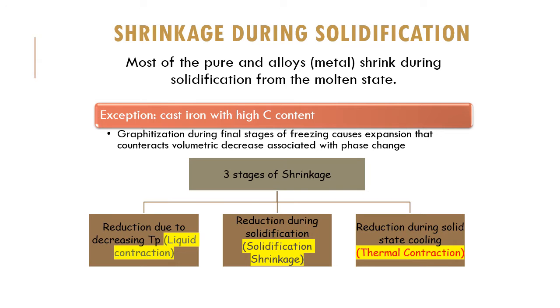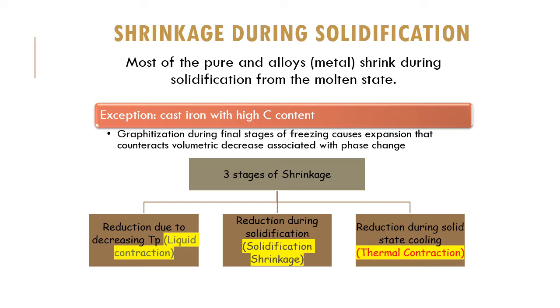Now let us go to the shrinkage during the solidification. Most pure metals and alloys shrink during the solidification from the molten state, except for cast iron. This is because of the high carbon content in the cast iron. Instead of shrinking, it will expand due to the crystallization of the carbon. So graphitization during the final stage of freezing causes expansion and counteracts the volumetric decrease associated with the phase change.